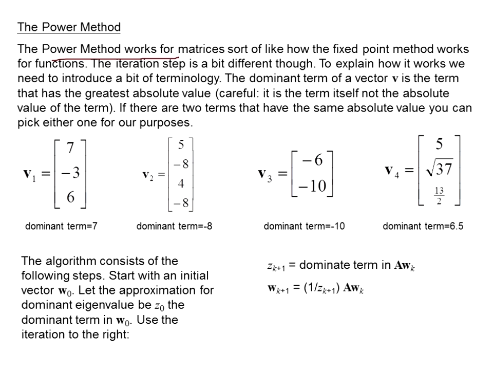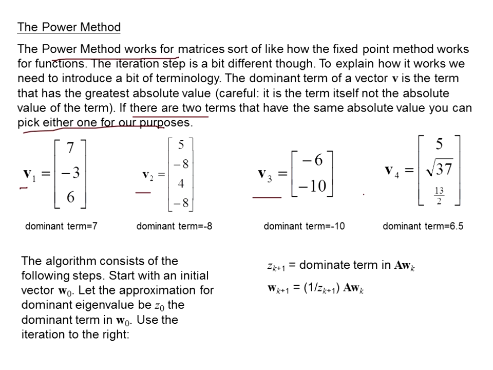The dominant term of a vector V is the term that has the greatest absolute value. Careful, it is the term itself, not the absolute value of the term. If there are two terms that have the same absolute value, you can pick any one of them. So these are the eigenvectors V1, V2, V3, V4.